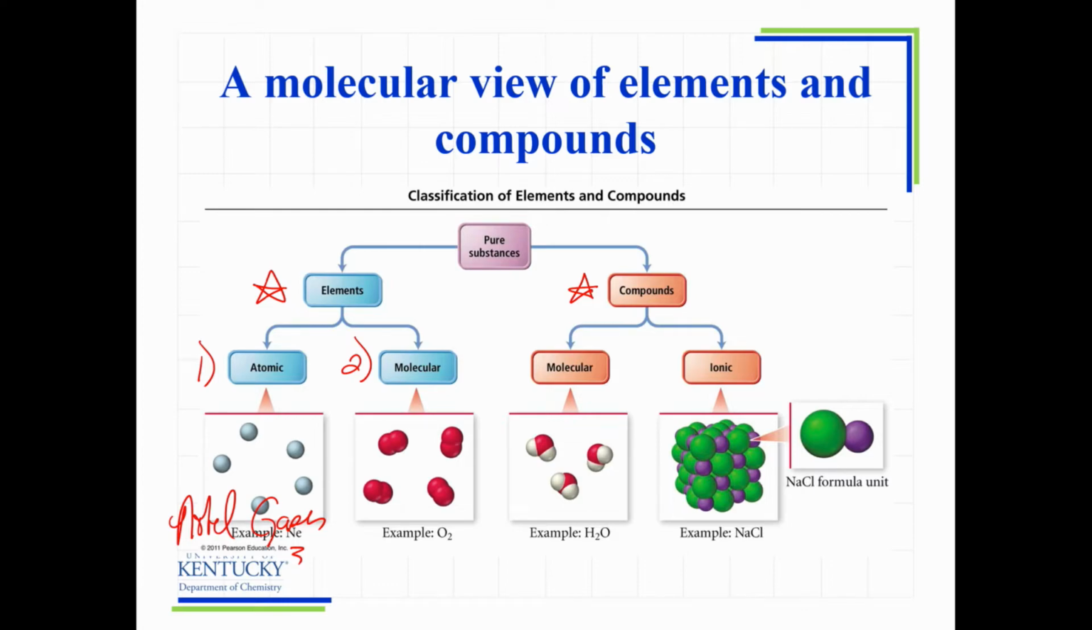Earlier I gave you an example of Cl2. Well, here's another example of a diatomic element, oxygen. It is O2. So that's what we have on the left. And over here on the right are our two categories of compounds.